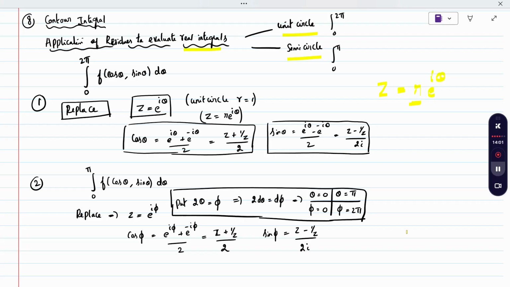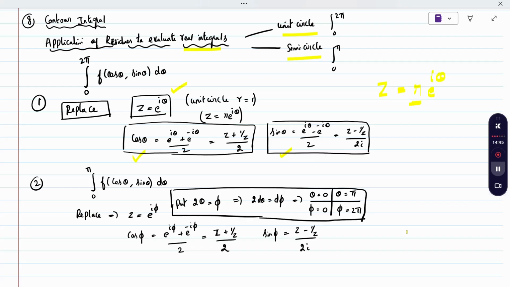We know that cos theta can be written in terms of exponential functions as e to the power i theta plus e to the power minus i theta divided by 2. Since e to the power i theta is Z, cos theta is Z plus 1 by Z divided by 2. In the same way, sin theta is e to the power i theta minus e to the power minus i theta divided by 2i, that is, Z minus 1 by Z divided by 2i. So you have to write Z equal to e to the power i theta, cos theta equal to Z plus 1 by Z divided by 2, and sin theta equal to Z minus 1 by Z divided by 2i. When I replace these three, I will get something that we can do by the Cauchy residue theorem.